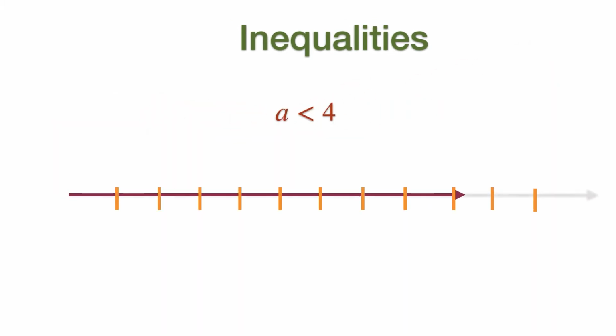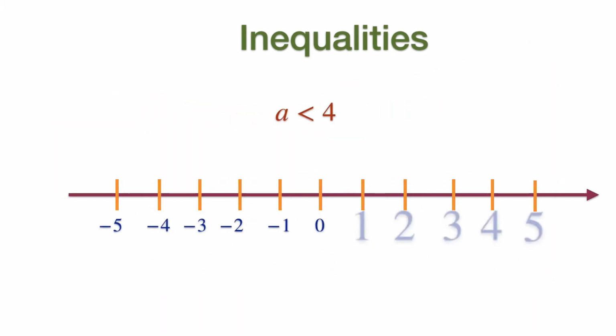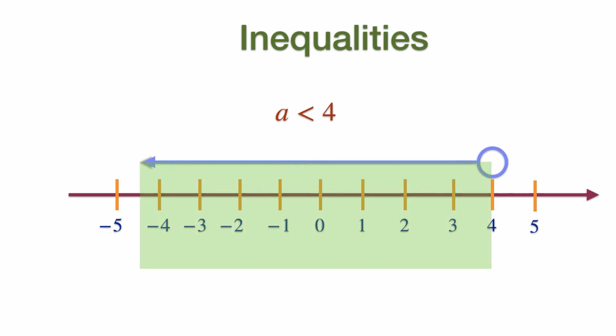It is also possible to show inequalities on a number line. Suppose you want to show A is less than 4 on the number line. This is simply shown by a line and a circle like this. This shows that A less than 4 is the set of numbers that lie below 4 and 4 is not included. However, if the circle is filled, this denotes that 4 is also included in the list and it shows that A is less than or equal to 4.